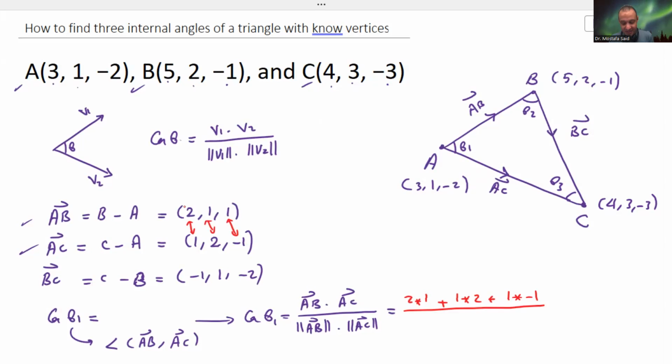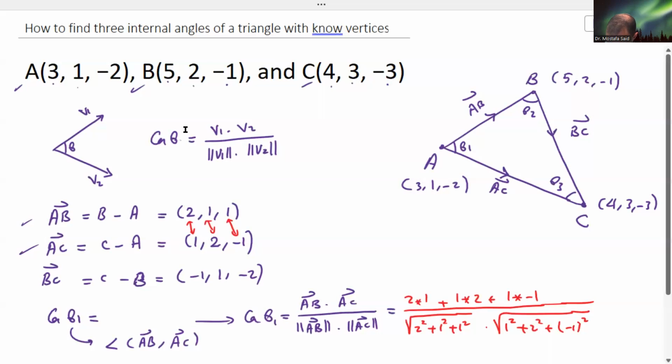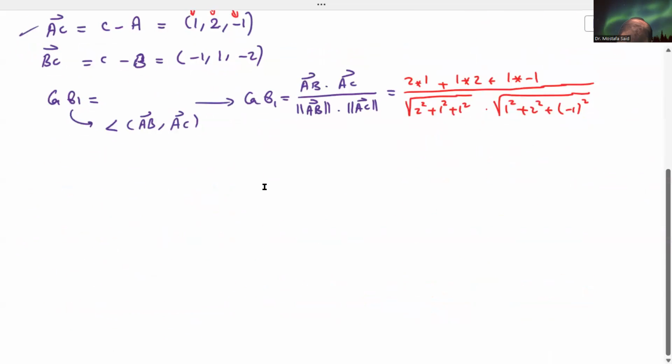And for the length, it's very easy. Square root and then square every element in the vector. So for AB, it's 2 squared plus 1 squared plus 1 squared, multiplied by, same for AC, 1 squared plus 2 squared plus minus 1 squared, which will be 1 squared as well. So minus 1 multiplied by minus 1 will be positive 1. All the time, the minus 1. So let's continue on that.